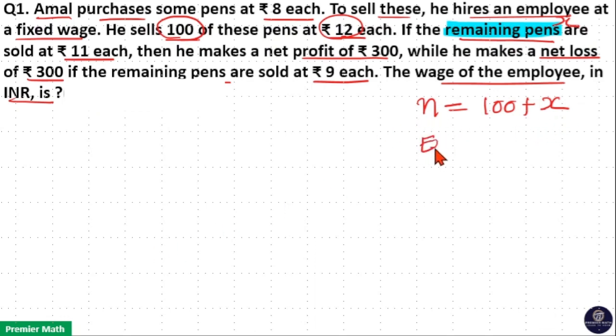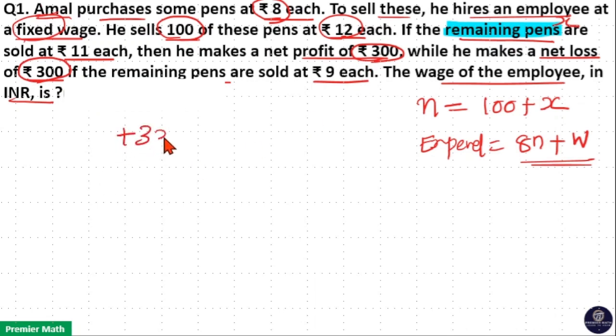Now total expenditure for Amal is equal to cost price plus fixed wage. Here, Amal purchases pens at rupees 8, so 8n is the cost price. Now I will take the fixed wage as W. So 8n plus W is the total expenditure for Amal. Now there are two selling prices here. At one selling price, he gets a profit of 300 and at another selling price, he gets a loss of 300. So profit 300 means plus 300.